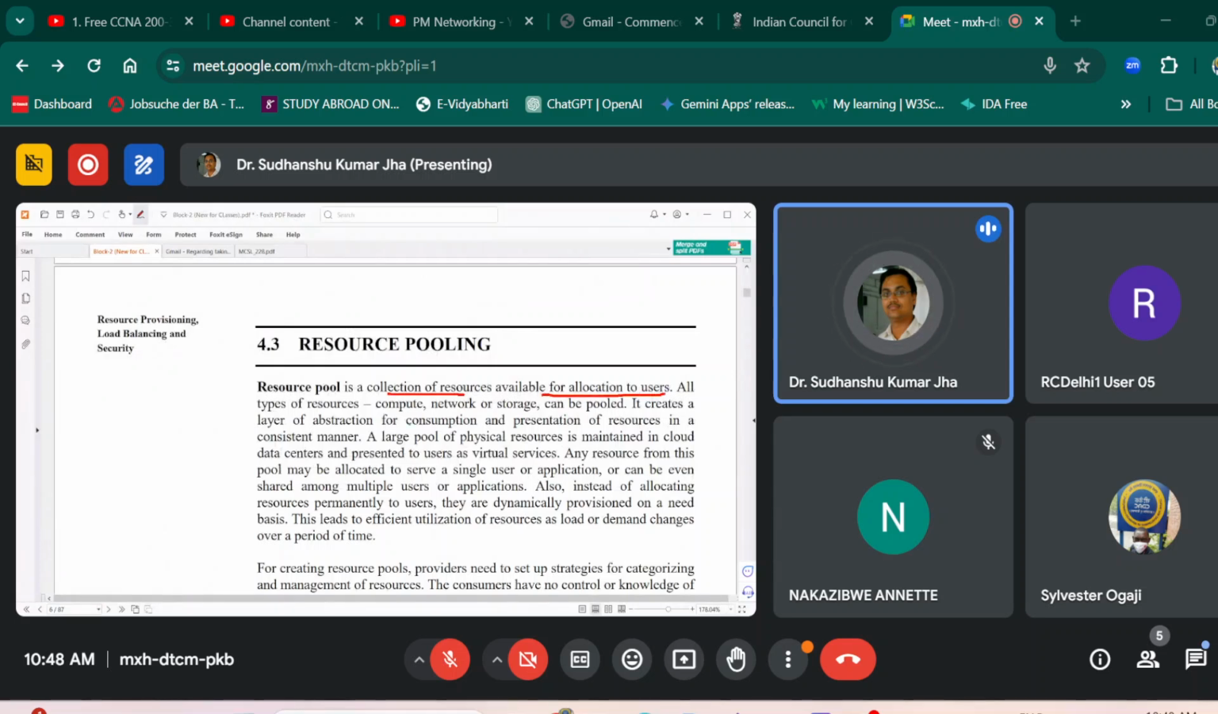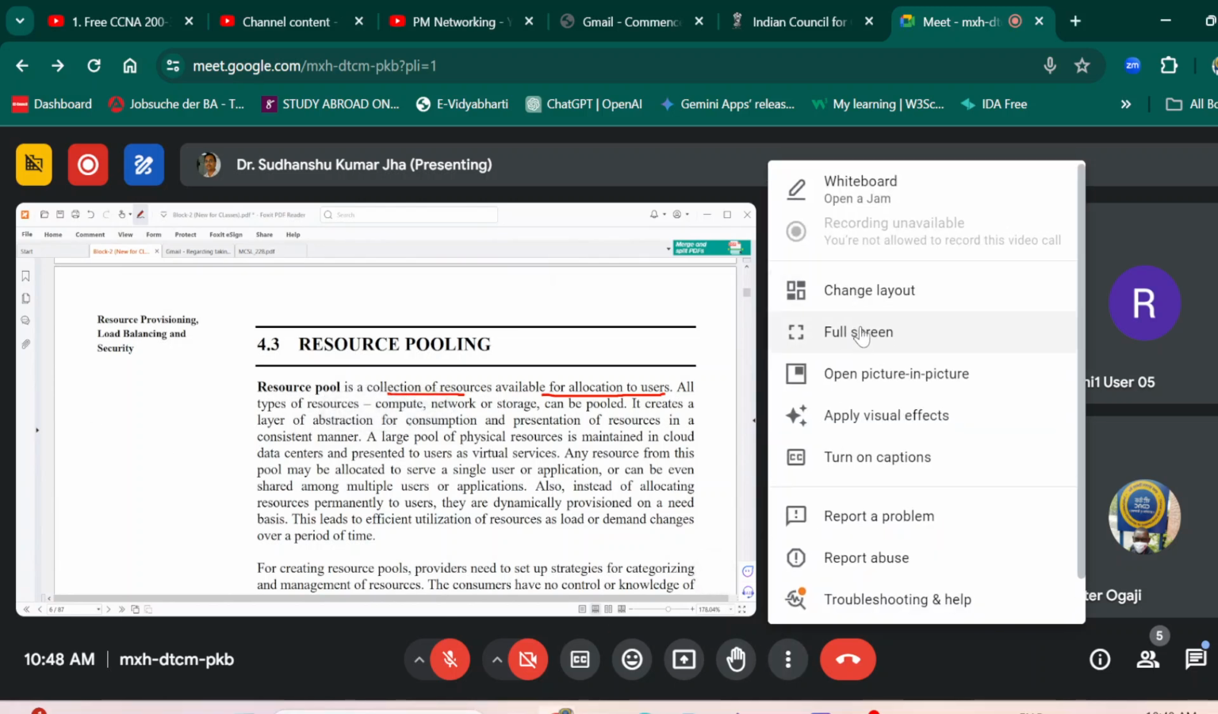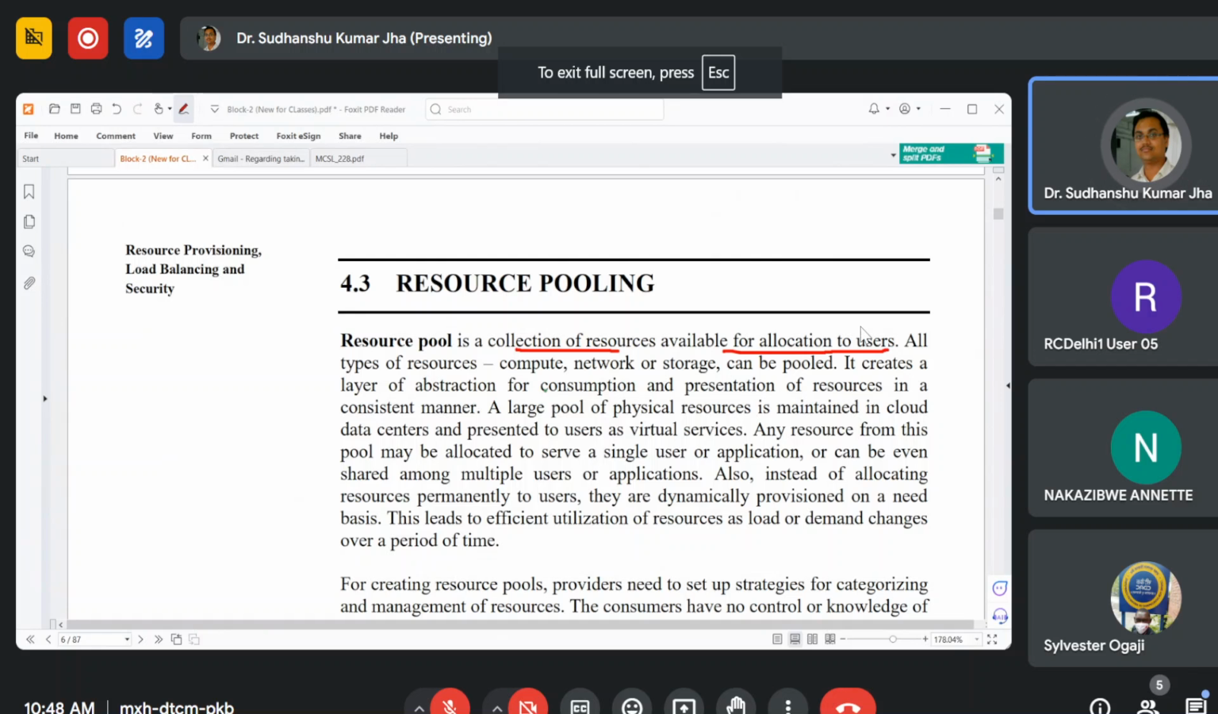So whenever the user wishes to join the cloud service provider, the user has to declare what kind of resources it requires, and accordingly the cloud service provider will look into their resource pool to see whether the demanded resources are available or not. If available, they can be granted and the process execution may start. That is the concept of resource pooling.